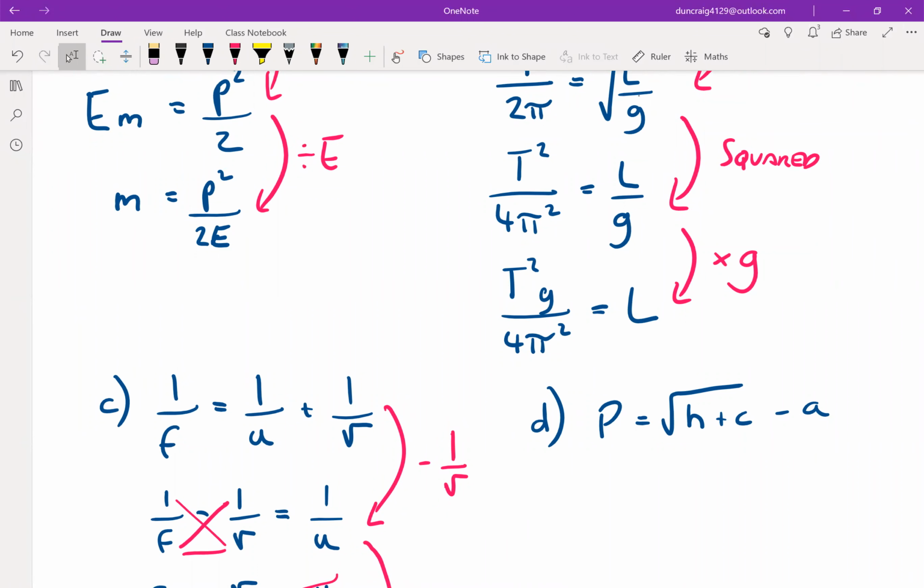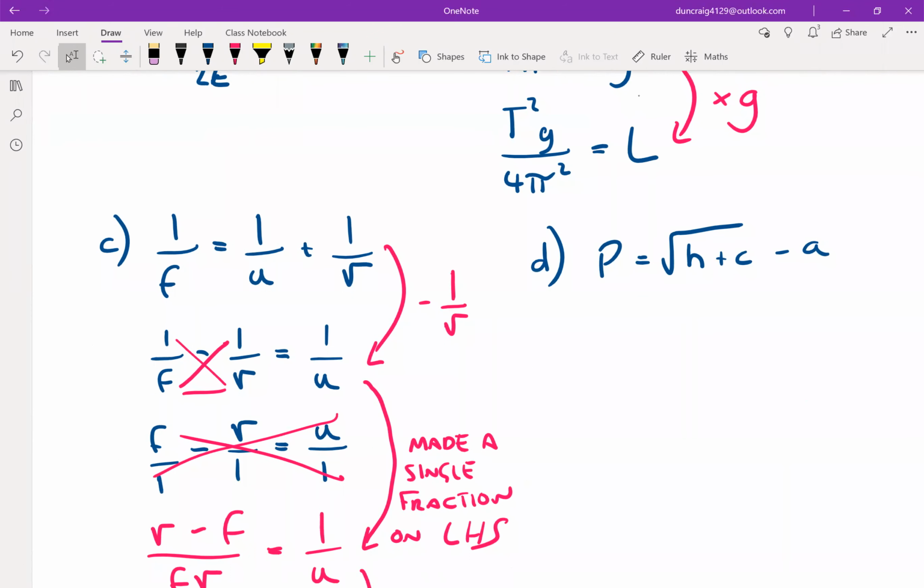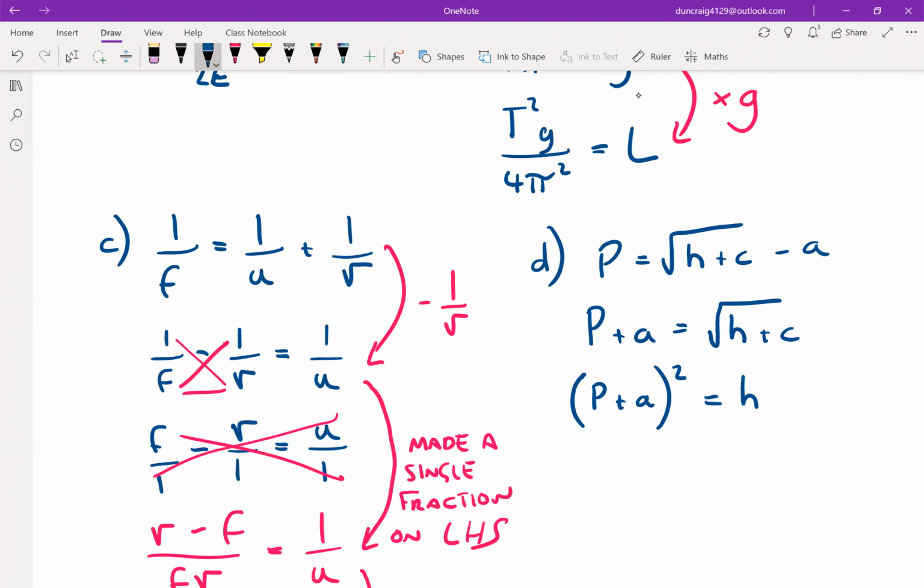So get rid of your loose terms first up. So I want to get rid of that A because it's a single term out on its own. I'm going to add A to both sides because it's a negative A. So P plus A is going to equal the square root of H plus C. Next, I want to square both sides because we've got a square root of H plus C. I can't just take C away because it's with H and it's all being square rooted. So I'm going to square both sides. So if I do that, I'm going to get P plus A all squared is equal to H plus C.